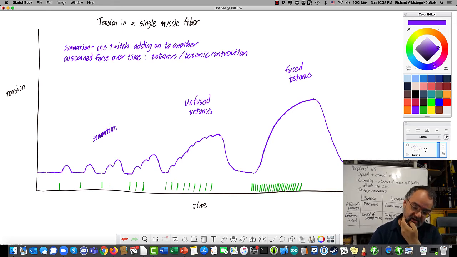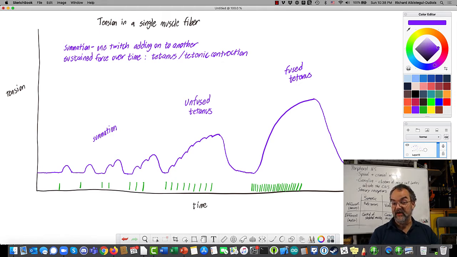Now, this is not how we normally produce force in a muscle as a whole, for a couple of reasons. Number one, this is exhausting to muscle fibers. Any kind of tetanus where they are forced to stay contracting over time is very tiring. Many muscle fibers can only do that for a short period of time before they stop responding. The other reason is that something like fused tetanus is actually dangerous.